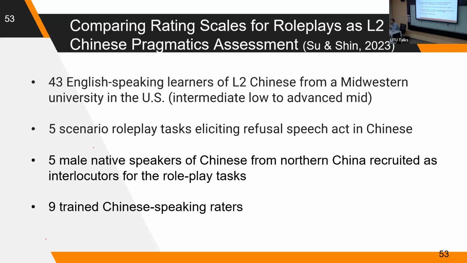So we had 43 English-speaking learners of L2 Chinese from a Midwest university in the US, and we used 5 different scenario role play tasks, which elicited refusal speech acts in Chinese. And then we had 5 male native Chinese speakers from northern China, who were used as the other role player. We videotaped all these role plays, and we hired 9 trained Chinese-speaking raters to assess their interactional competence with a focus on their refusal speech acts.